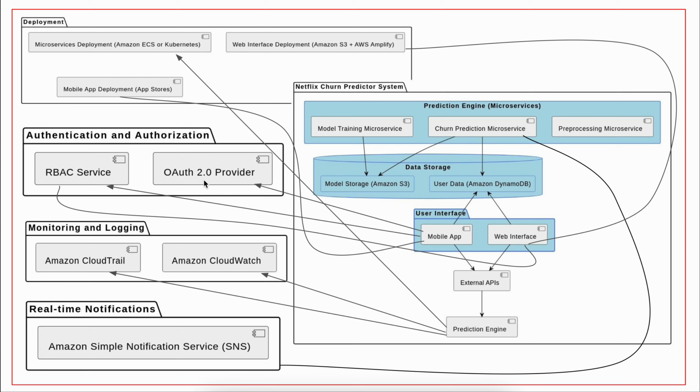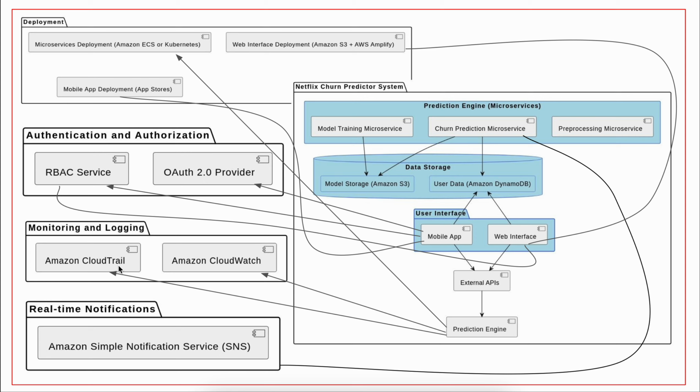Whereas the OAuth 2.0 provider is used to secure authentication and authorization, and it basically allows users to securely log in and grant access to their data without sharing their password, which also retains their right to privacy. Next, we'll talk about monitoring and logging.